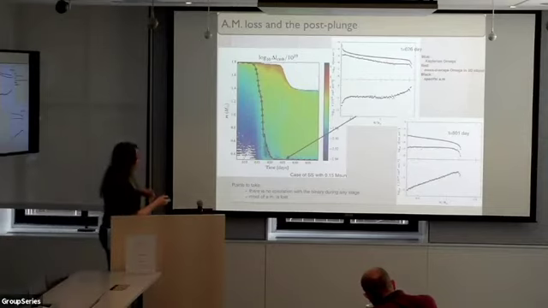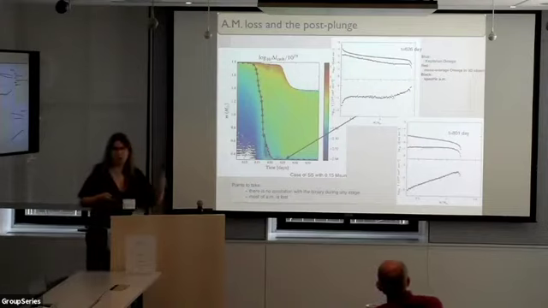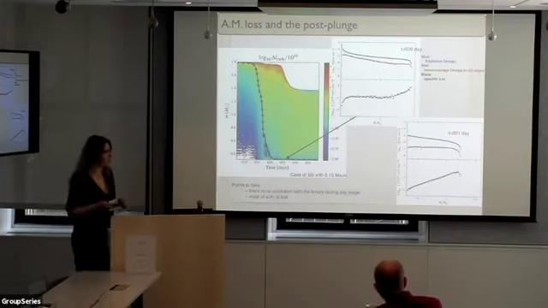So this is a comparison between what is found in 3D, and this is the Keplerian. This is what it would have if it rotated at Keplerian velocity, and it's always much lower.